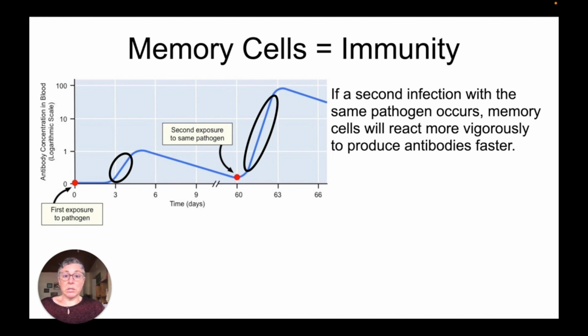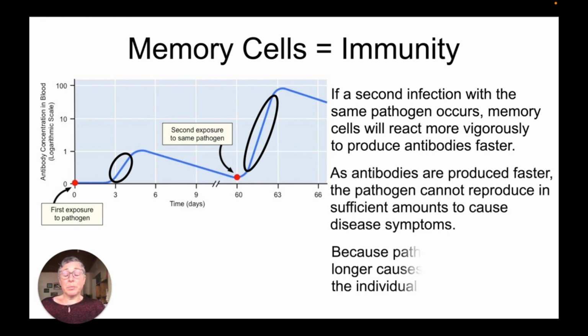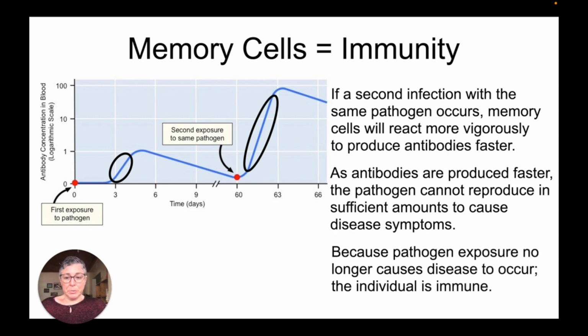And that's because in initial exposure, the immune system needs time to identify the antigen and then build the antibodies and produce the memory cells. But if the memory cells are already there, then the antibodies are going to be built much quicker because that component is already in the human body, in the bloodstream. So as they're produced faster, the pathogen itself will not be able to reproduce in sufficient amounts to cause disease symptoms, and because pathogen exposure no longer causes disease, then an individual becomes immune to that particular disease.